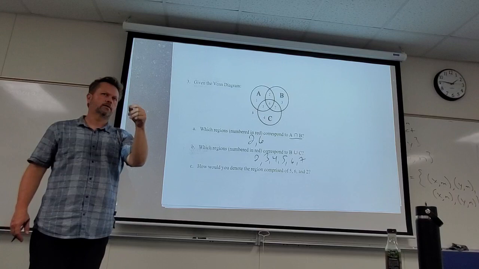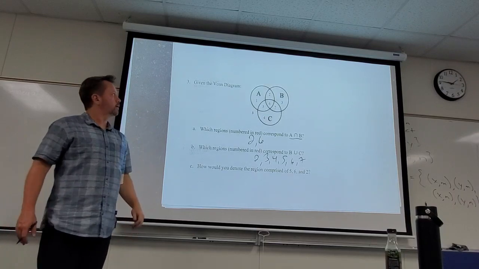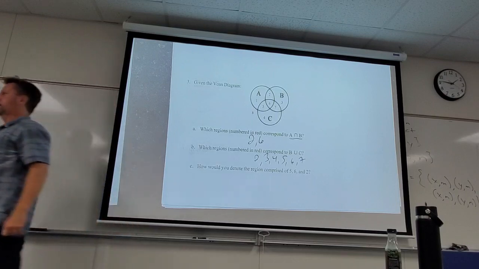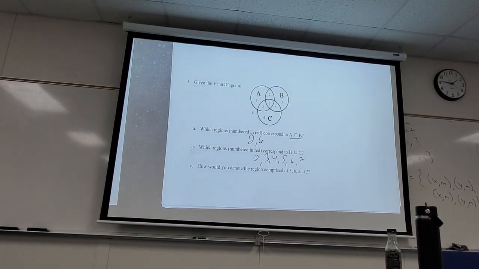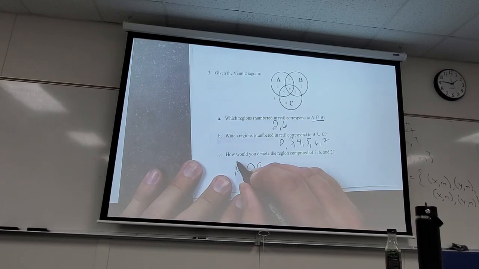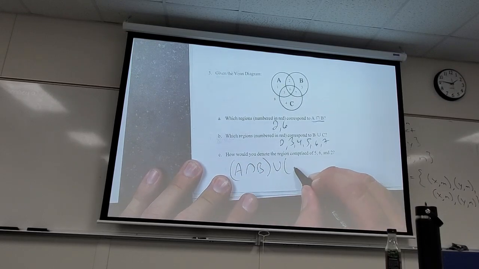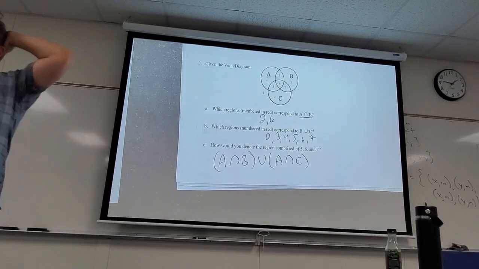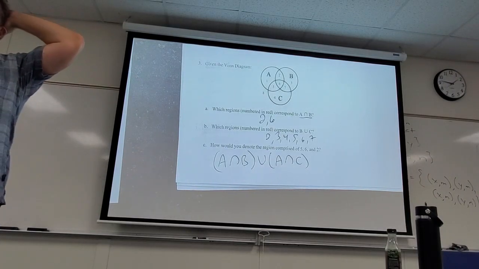Yes. A intersection B, all union with A intersection C. Ooh, okay, wait. So A intersection B, union with A intersection C. Okay. Everybody think about that for a minute. See what you feel about it. You guys think that looks like it's right?